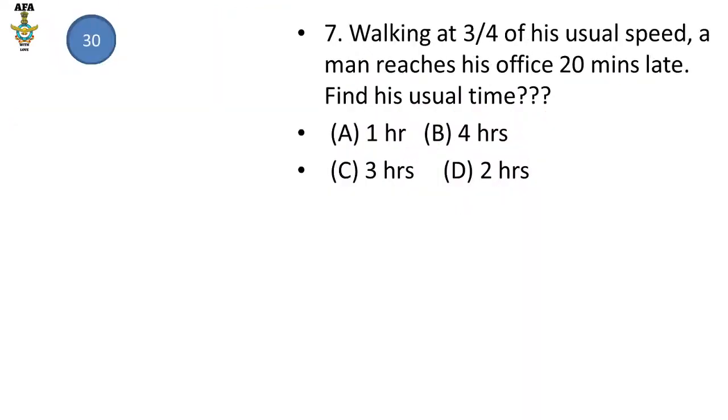Try to solve question number 7. What should be the correct answer of question number 7? Walking at 3 by 4 of his usual time, a man reaches his office 20 minutes late. Find his usual time. Very easy question. Try to solve this question.